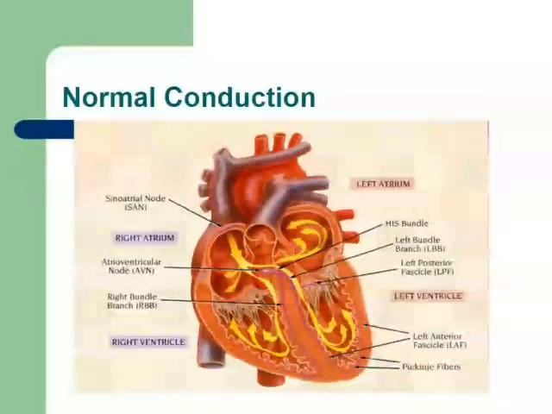The conduction system. This is the normal conduction system from the SA node to the AV node. This is your PR interval. Normal PR is 0.12 to 0.20 seconds. Then it continues on from the AV node to the bundle of His and to your Purkinje fibers, to the myocardial cells. This is your QRS complex. Again, normal is 0.04 to 0.10 seconds.